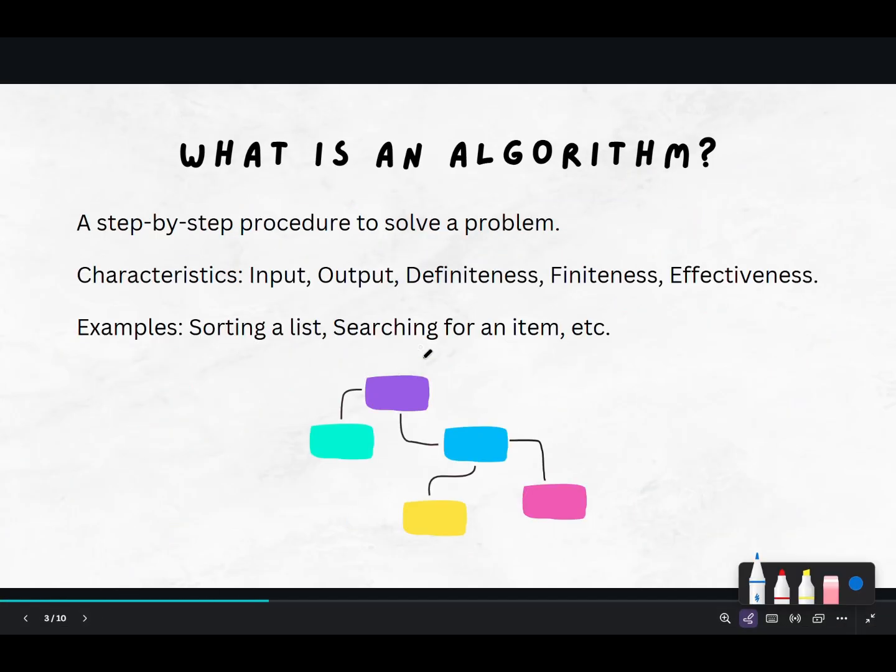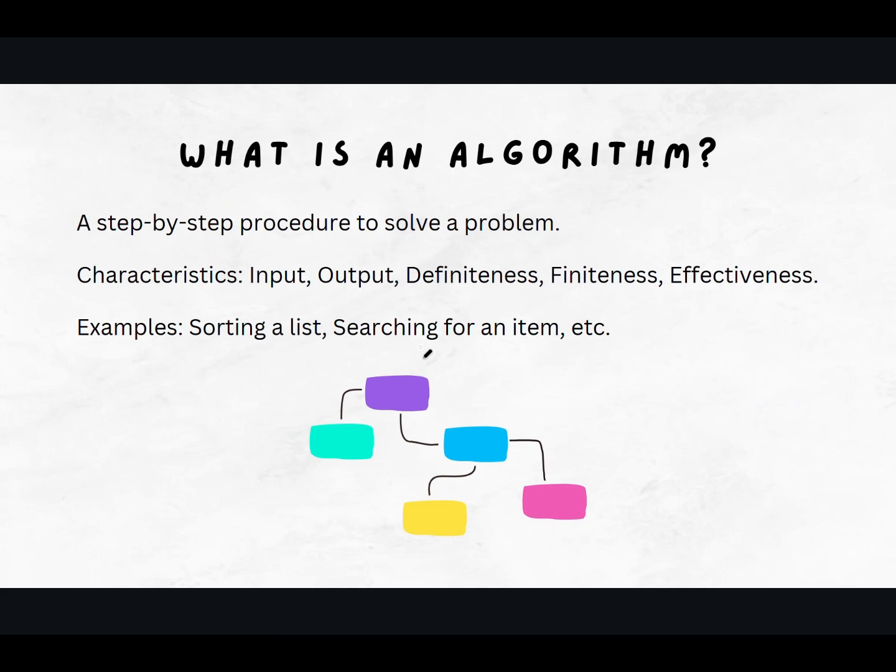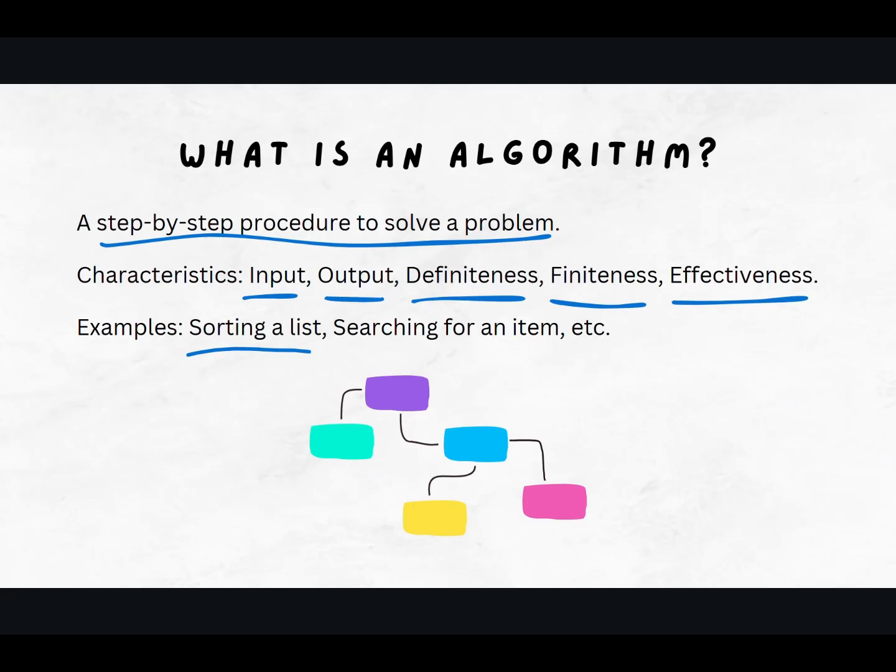So what's an algorithm? As I said, it's like a recipe of a food dish. It's a step-by-step procedure to solve a problem. Now there are some characteristics of an algorithm, like input, output, definiteness, finiteness, effectiveness, and so on. And what are some examples of algorithms? Sorting a list, searching for an item, etc.